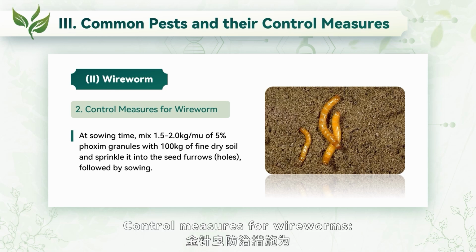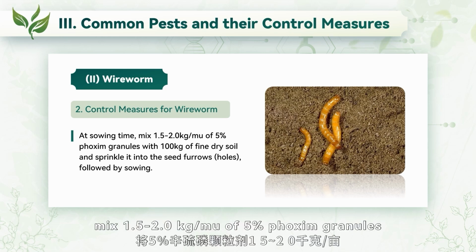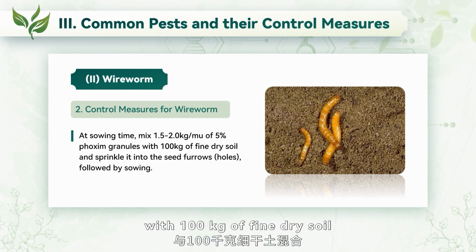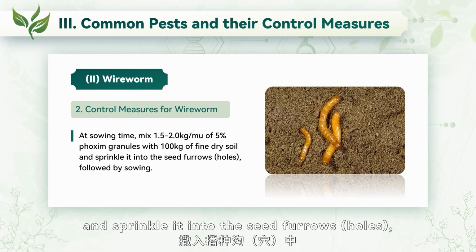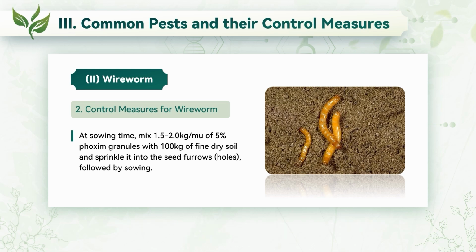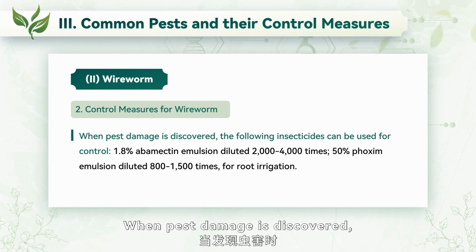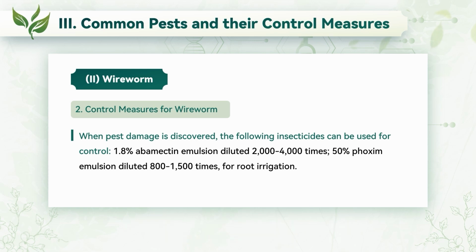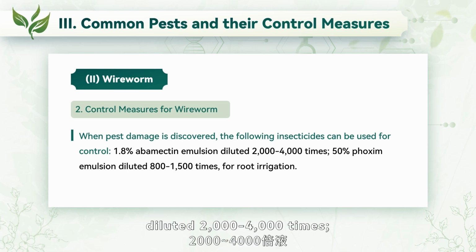Control measures for wireworms. At sowing time, mix 1.5 to 2.0 kg per ml of 5% foxam granules with 100 kg of fine dry soil and sprinkle it into the seed furrows, holes, followed by sowing. When pest damage is discovered, the following insecticides can be used for control. 1.8% abamectin emulsion diluted 2,000 to 4,000 times. 50% foxam emulsion diluted 800 to 1,500 times, for root irrigation.